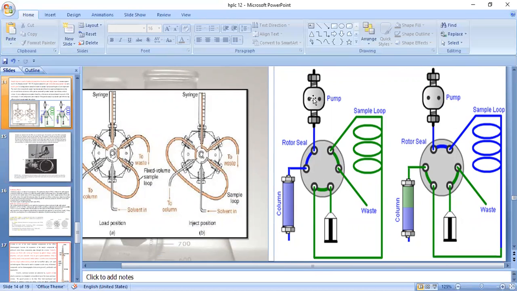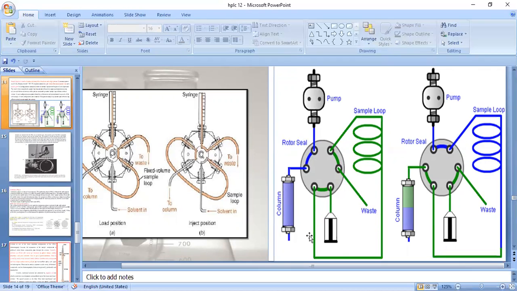So there are two positions. One is the load position and one is the run position. What you do in the load position is rotate this rotor in such a way that this becomes a separate part, and the column and the pump become a separate part. So the solvent is only flowing through this injector port and then into the column. There is no sample. At this point of time, you can inject the sample.